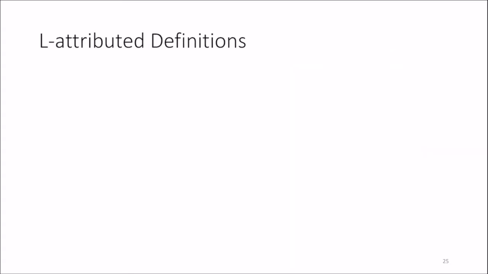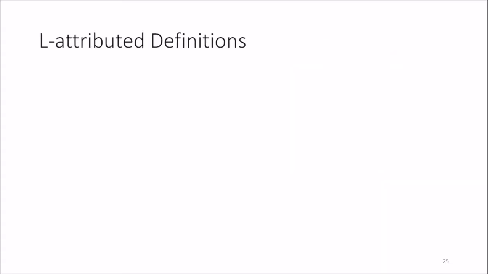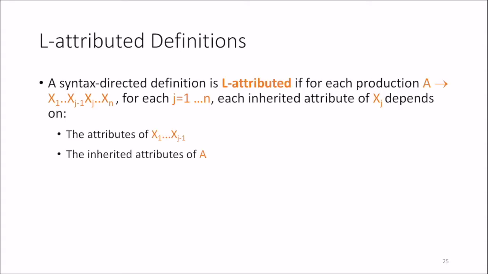In an LR parser, you can still have, as we saw in this case, inherited attributes as long as the information flows from left to right. And that's exactly what we will define as a way to combine inherited and synthesized attributes. We call it L-attributed. L-attributed is just a fancy word to say we allow inherited attributes as long as the information flows from left to right, sort of top down, left to right.